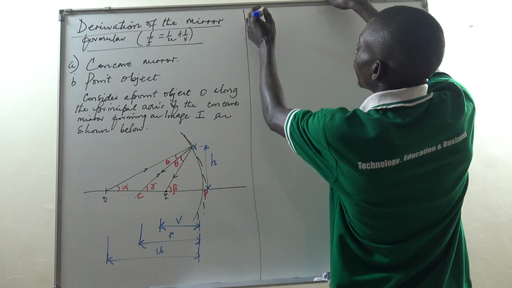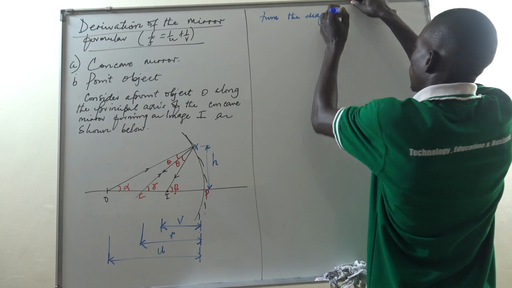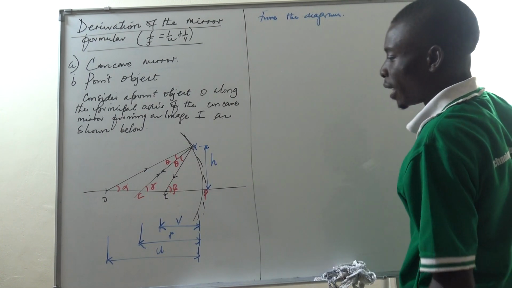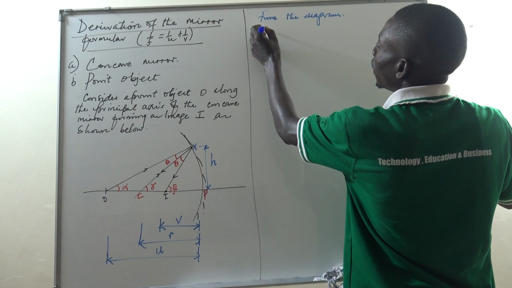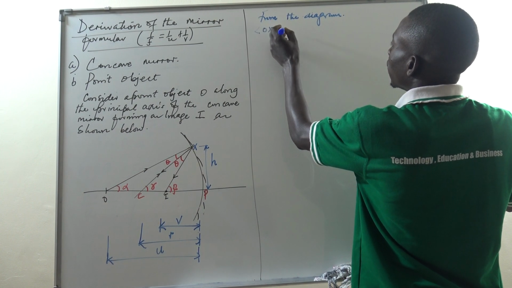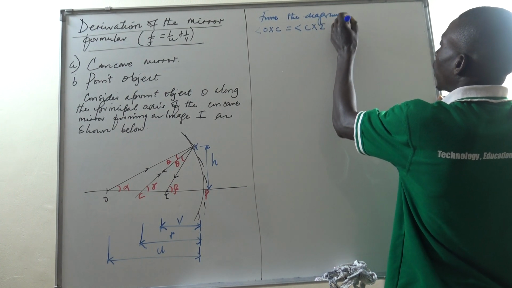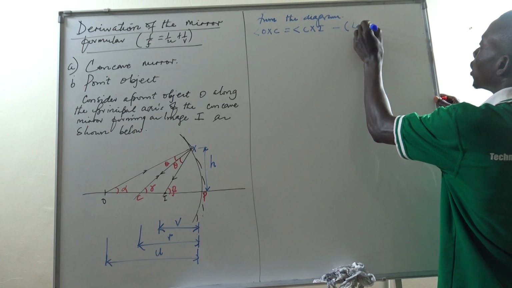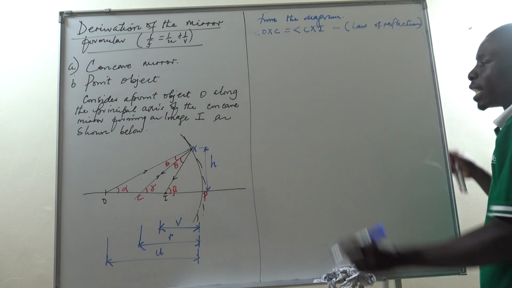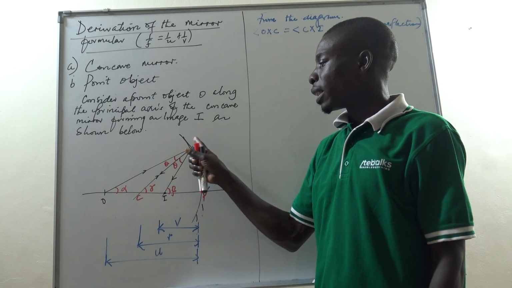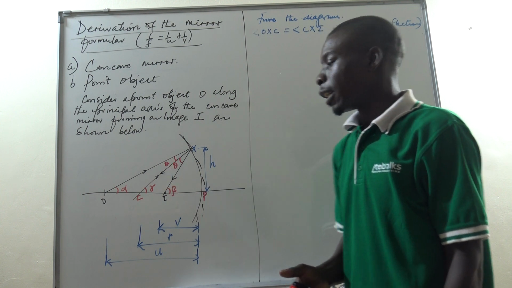So we can now say from this diagram what is very true is that angle OXC is equal to angle CXI, and the logic behind that is the law of reflection: the angle of incidence is equal to the angle of reflection, because the ray that passes through the center of curvature is a normal, therefore it acts as a normal dividing these two. Therefore this will be theta equal to theta.